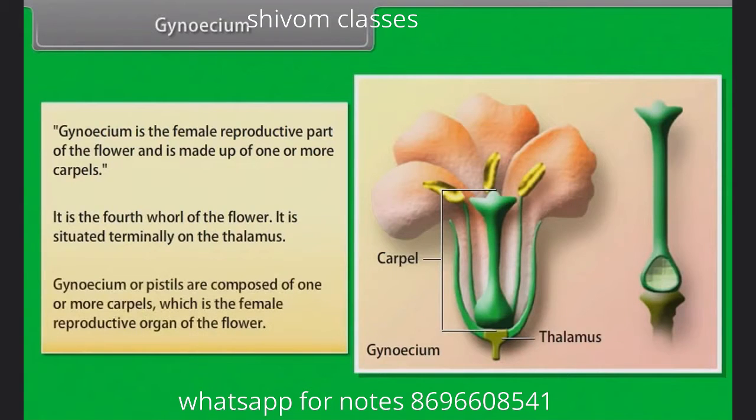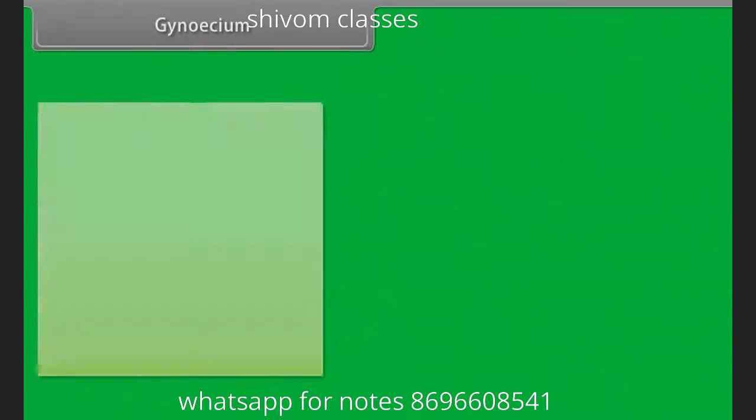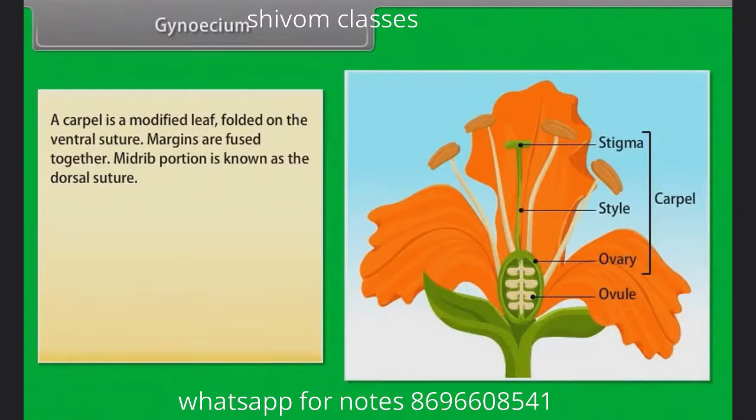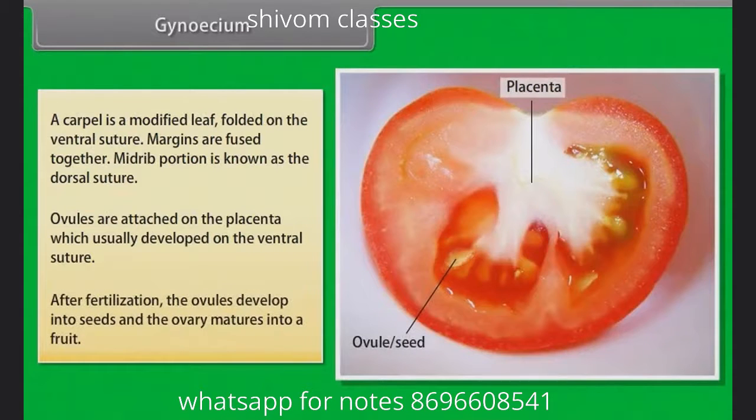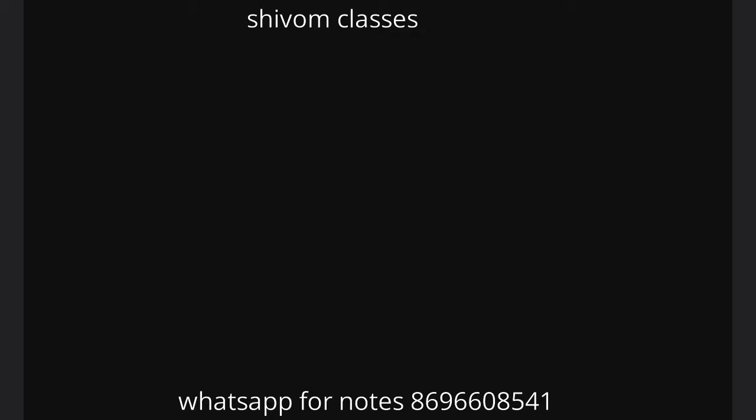Gynoecium or pistil is composed of one or more carpels, which are the female reproductive organs of the flower. A carpel is a modified leaf folded on the ventral suture. Margins are fused together. The midrib portion is known as the dorsal suture. Ovules are attached on the placenta, which usually develops on the ventral suture. After fertilization, the ovules develop into seeds and the ovary matures into a fruit.